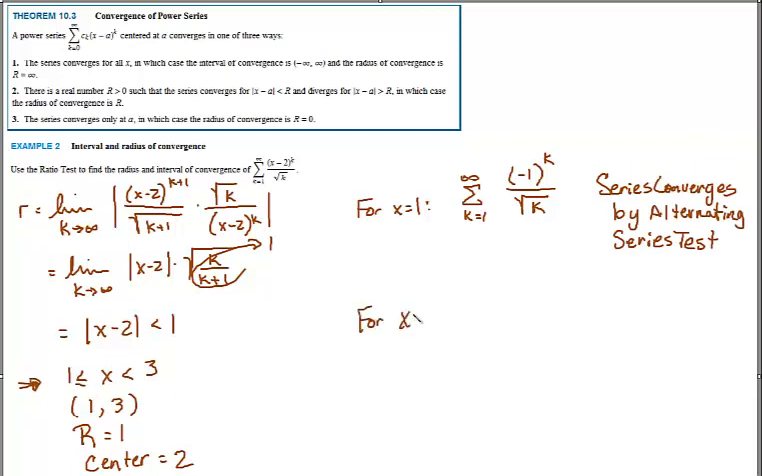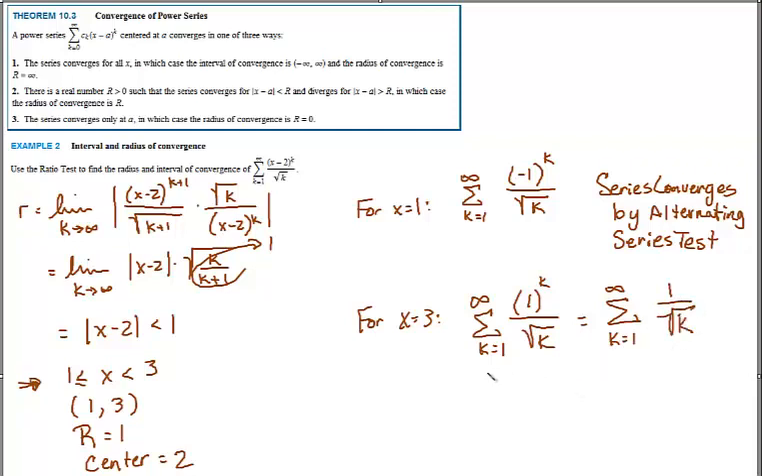Let's try x equals 3. In this case, my series looks like (3 minus 1), so that would be 1 to the k. That's just a 1. And then I have the square root of k, so let me rewrite that a little bit. Oops, k equals 1, I've got to put that in there. The sum from k equals 1 of 1 over the square root of k.